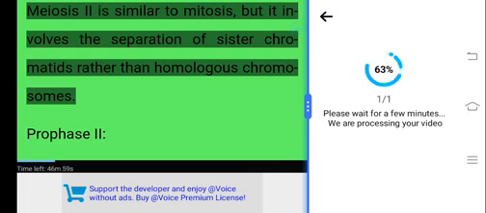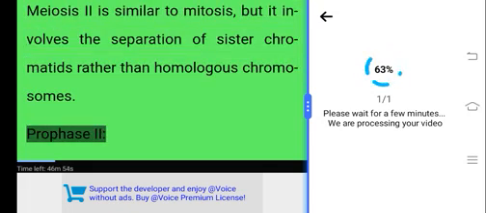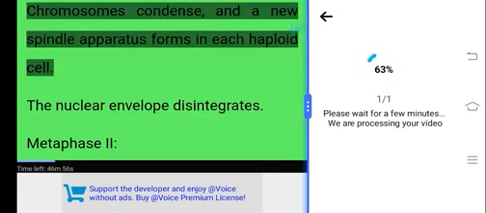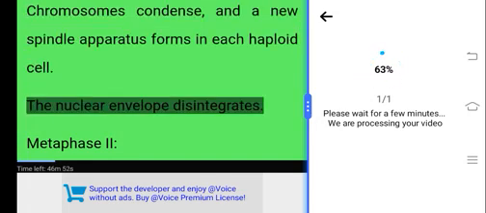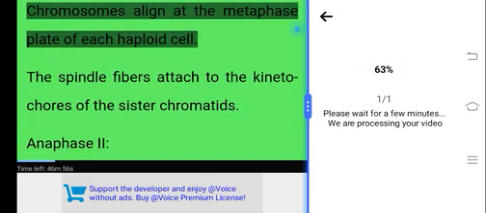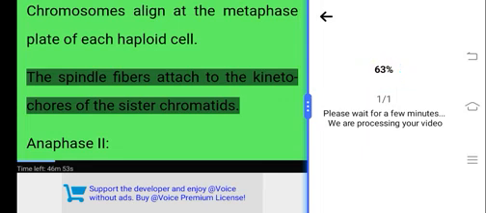Meiosis II is similar to mitosis, but it involves the separation of sister chromatids rather than homologous chromosomes. Prophase II. Chromosomes condense, and a new spindle apparatus forms in each haploid cell. The nuclear envelope disintegrates. Metaphase II. Chromosomes align at the metaphase plate of each haploid cell. The spindle fibers attach to the kinetochores of the sister chromatids.